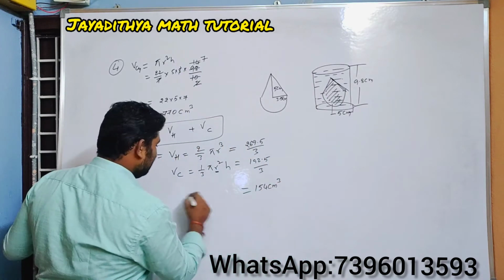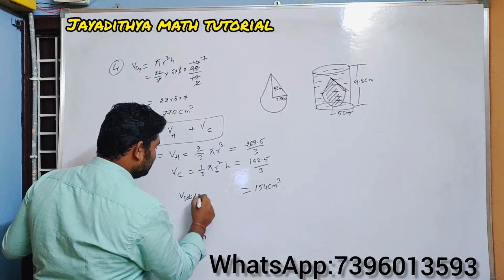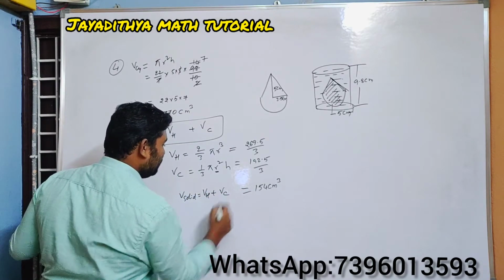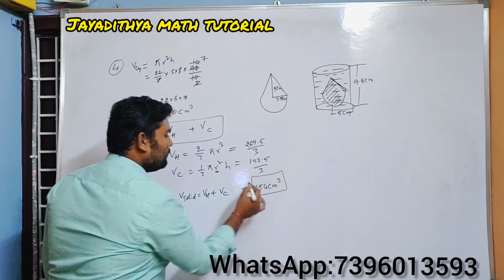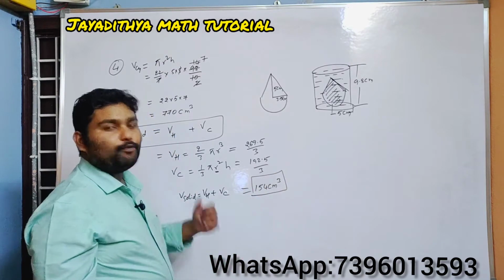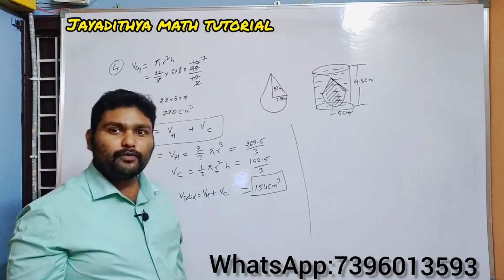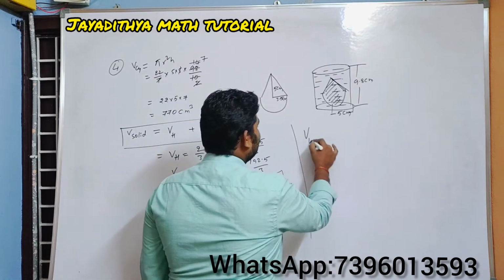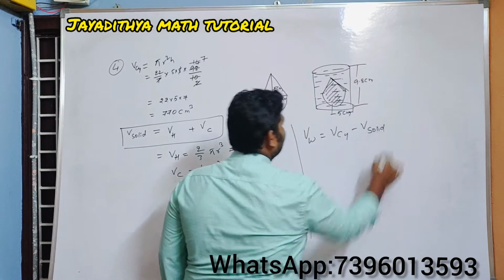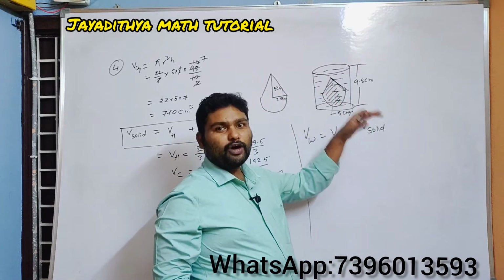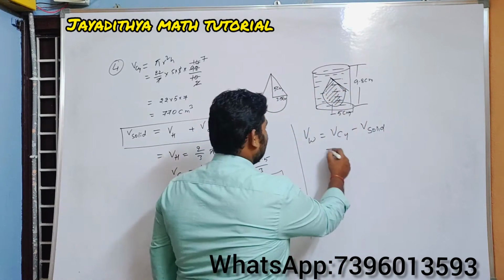So the volume of the solid is equal to the volume of the hemisphere plus the volume of the cone, which is equal to 154 centimeters cube. And what is our question here? You should find the volume of water. So the volume of water is nothing but the volume of the cylinder minus the volume of the solid. Is that clear? From the cylinder you need to subtract the solid, then you will get the volume of water. So that is very simple.